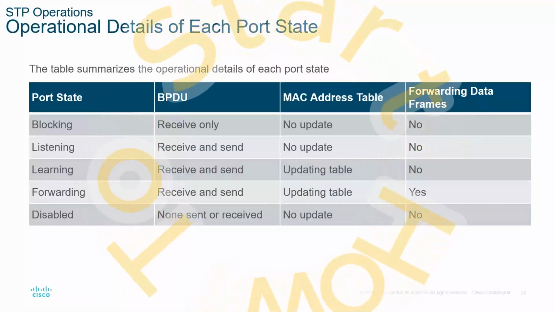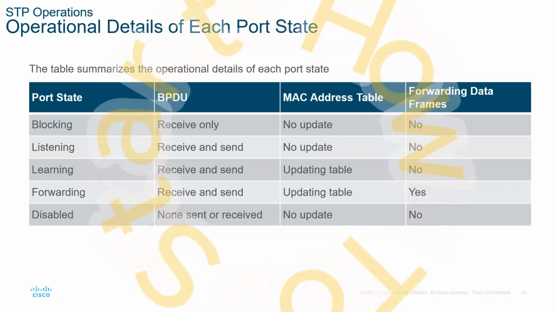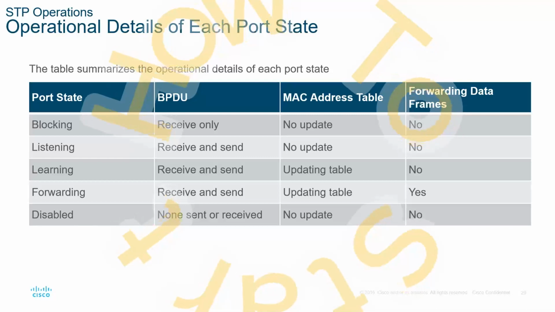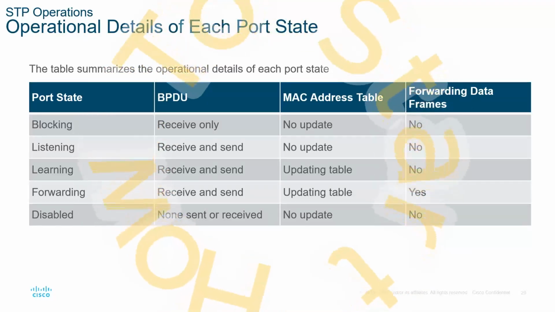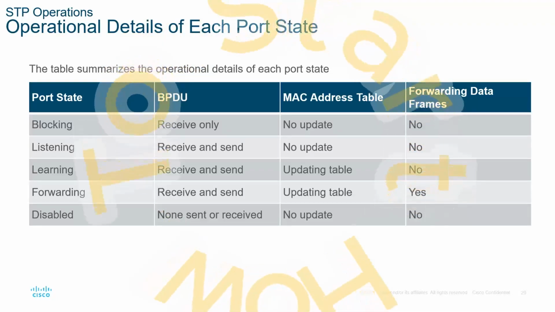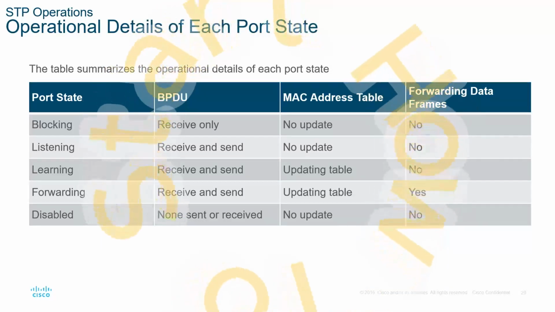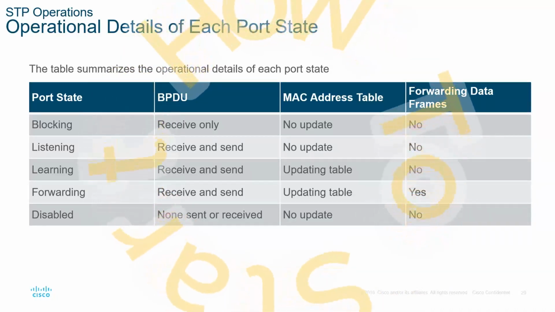In a blocking state, it can only receive BPDUs, no MAC addresses, and there is no forwarding of data frames. As it transitions to a listening state, it will send and receive BPDUs, but it will not update its MAC address table, nor will it forward data frames. From the listening state, it will transition to a learning state.